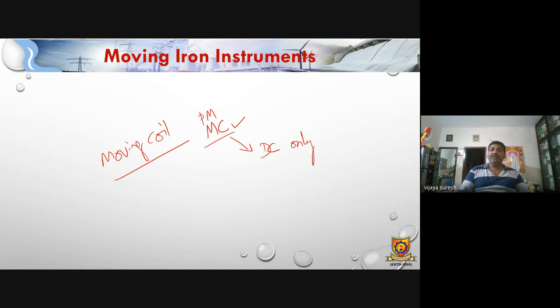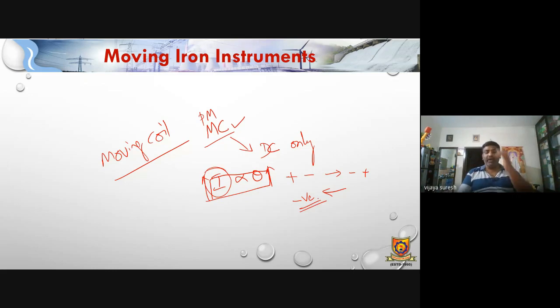The current is directly proportional to the angle of deflection, where I is the current flowing through the coil and theta is the angle of deflection. So if I increases, theta also increases. If the current is reversed, from plus-minus to minus-plus, the current direction will be opposite, and the pointer will move in the negative direction. That's why we always use moving coil instruments for DC circuits only.